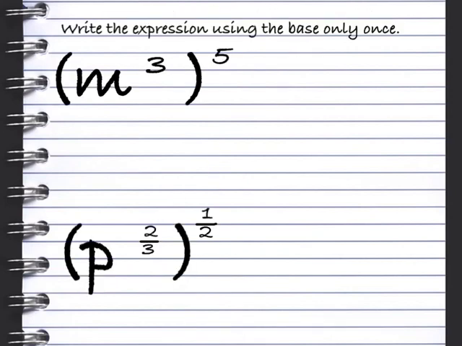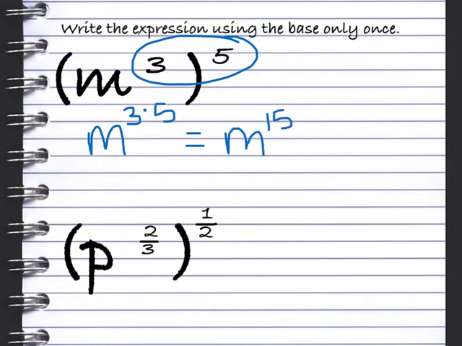Alright, so like Jordan told you, when we do this, we multiply together our exponents. So this would become 3 times 5, or m to the 15th power. With fractions, it's no different. Remember, you just multiply straight across. So this becomes p to the 2 over 6. Can we reduce that? Yes, divide out a 2, and we'll get p to the 1/3.